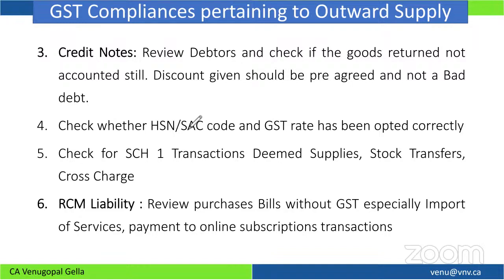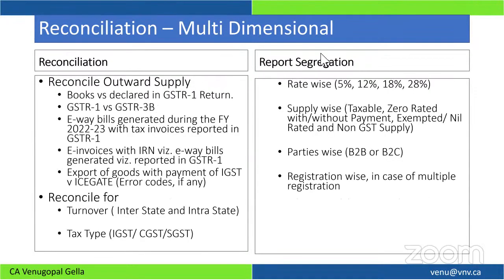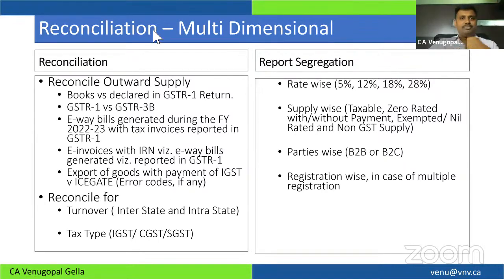So to summarize and report, in GSTR-1 we always have to do a multi-dimensional reconciliation. We also have to see what turnover I have reported in the books and what turnover I have reported in R1. And is the data in R1 matching with 3B or not?